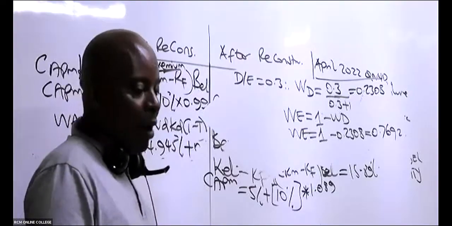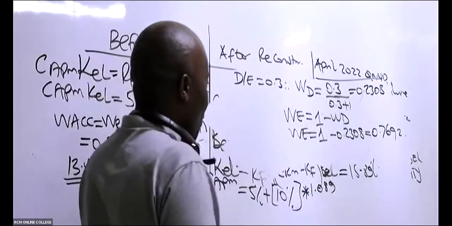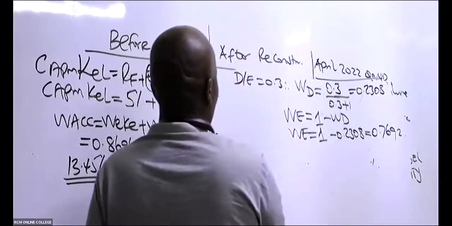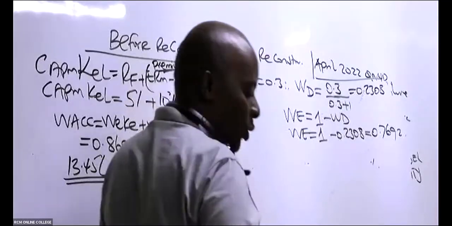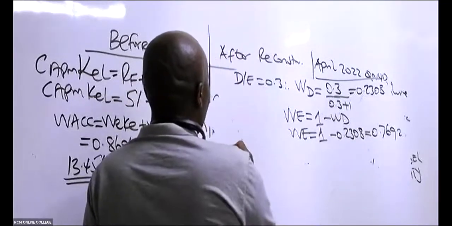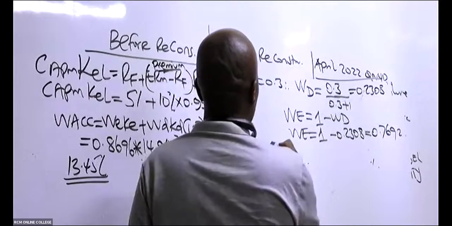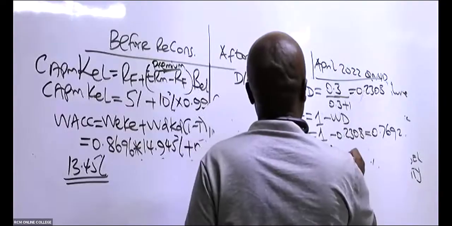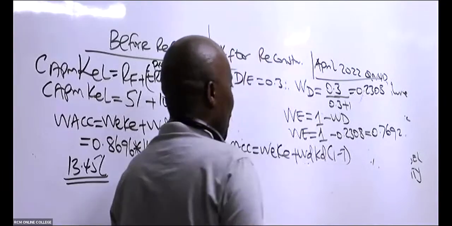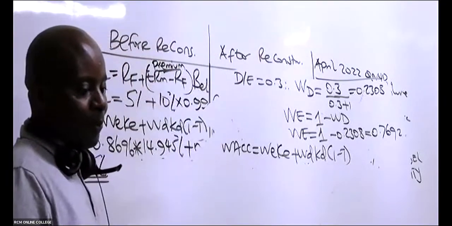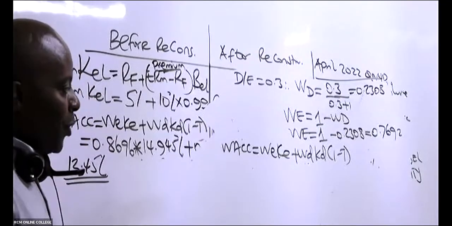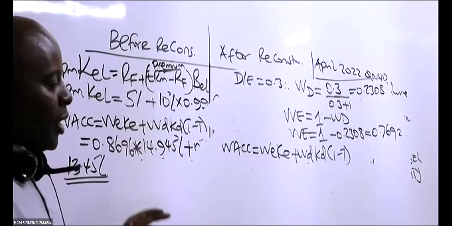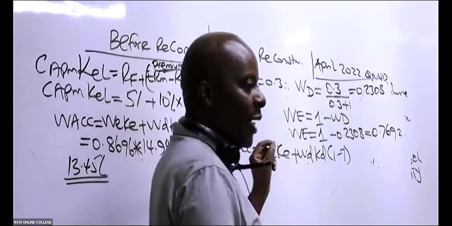Now, ladies and gentlemen, having gotten that, I'm so sure I can translate everything to the famous WACC after reconstruction. So WACC will be weight of equity times cost of equity, plus weight of debt times cost of debt into 1 minus tax. And I know here where most of them will get confused. As somebody who has been an examiner before, I know most of them will not be able to get KD.